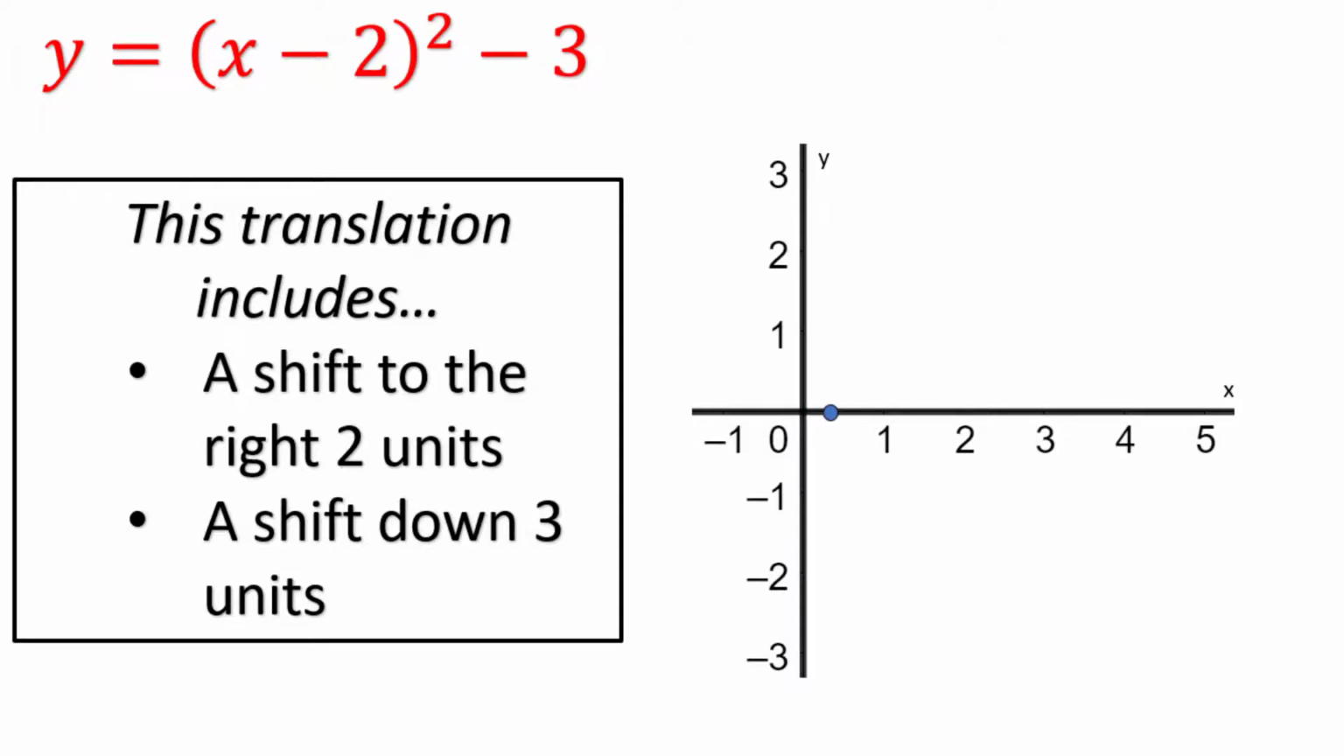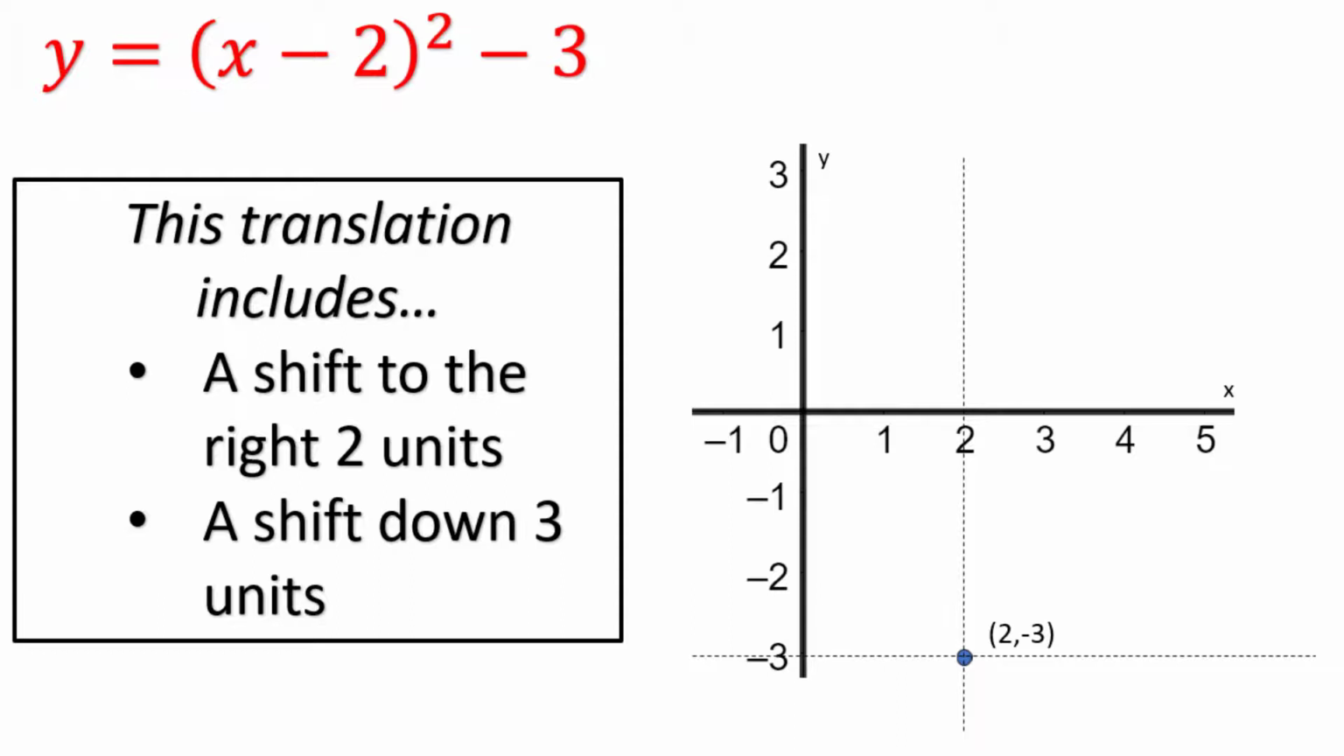First, let's move 2 units to the right. Then we can move 3 units down. After the translation, we will have the point (2, -3), which is sort of like our new origin, or our new (0, 0). If you want to, you can even draw dotted lines to help you see the new pretend origin, if that helps you.